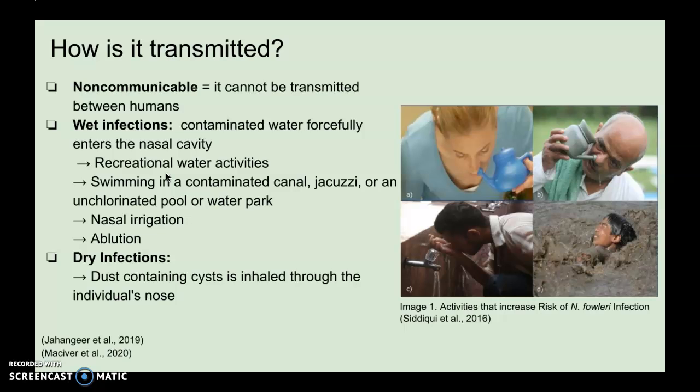This can happen during recreational water activities such as diving, in which water is splashed into the nose, swimming in a contaminated water source such as a canal or an unchlorinated pool, water park, or jacuzzi. This can also occur through nasal irrigation such as the popularly used neti pot, and like I had mentioned, the religious practice of ablution. And these pictures to the right show an example of each of those activities that increase your risk of an N.